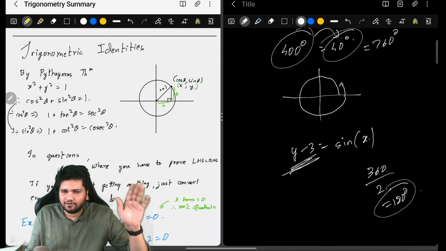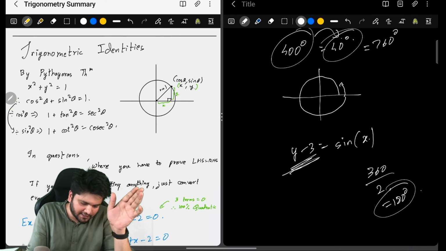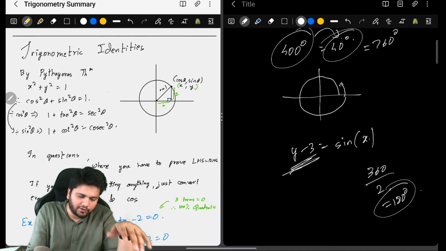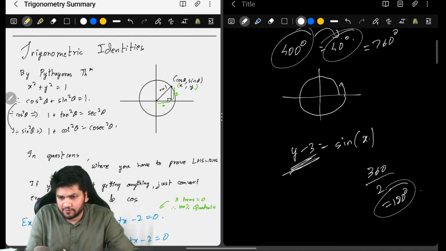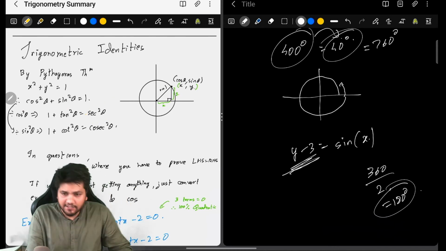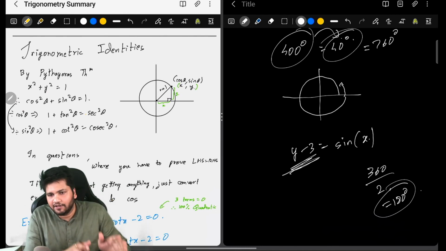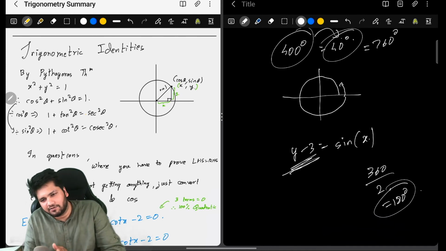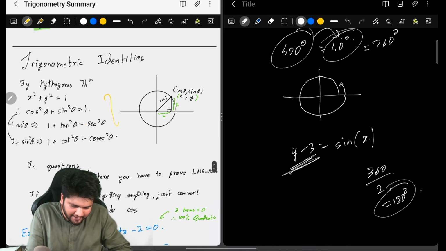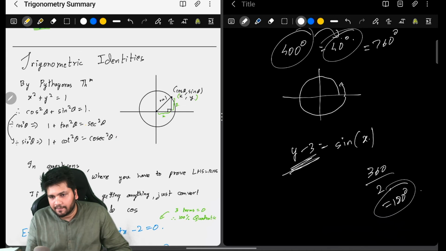Now what we are going to do, we are just going to divide everything by cos square theta. So we will get 1 plus tan square theta is equal to sec square theta. Obviously, 1 upon cos square theta is sec square theta. Sine square theta upon cos square theta is nothing but tan square theta. Similarly, we are going to divide the same cos square theta plus sine square theta by sine square theta. So I'll get 1 plus cot square theta is equal to cosec square theta. These are nothing but the three identities which we want.